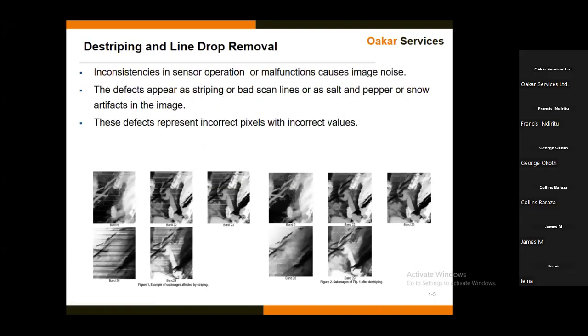Then there is also what we call destriping and line drop removal. As you know, Landsat 7 suffered some defects. In ERDAS Imagine, you are able to replace these bad lines, generally to remove the noise in the image. You are able to replace the striping or the bad lines so that when you do the classification, at least you have something that is comparable, especially if you're doing change detection.